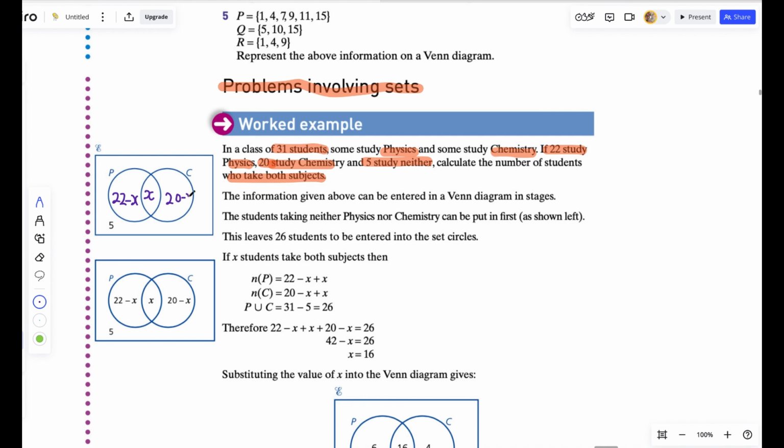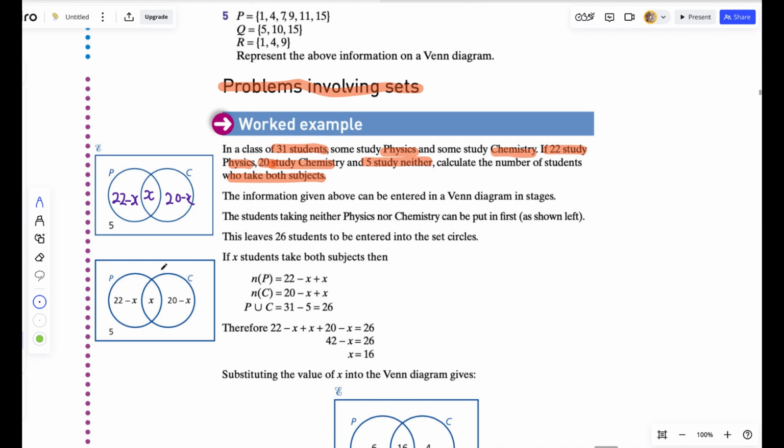Now remember they say 5 students study neither. So you draw a universal set and put 5 outside of these two circles, because neither means none of the two subjects. These 5 students don't take physics, they don't take chemistry. So you put them out here.